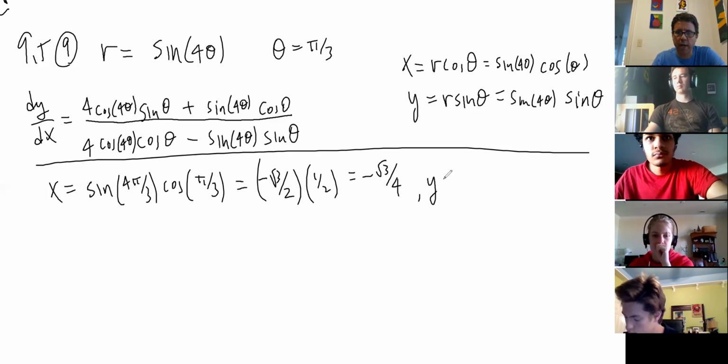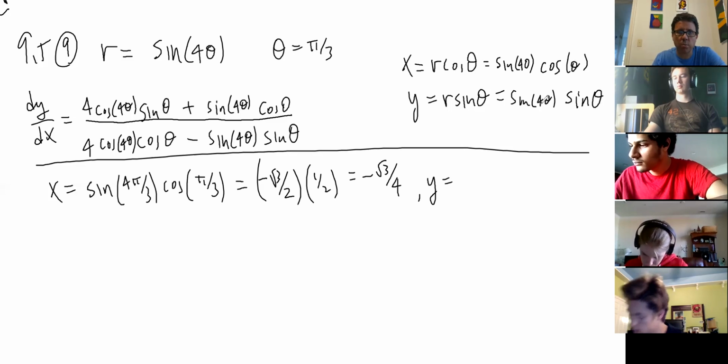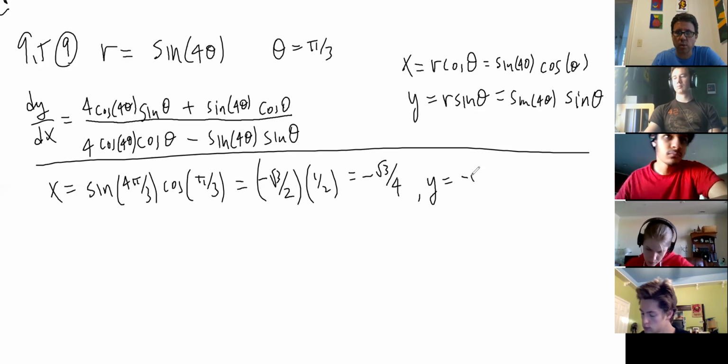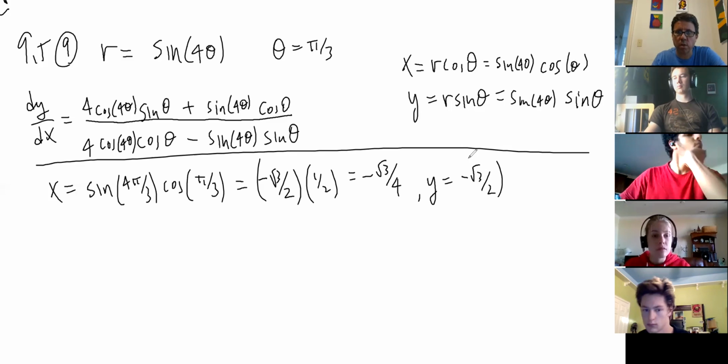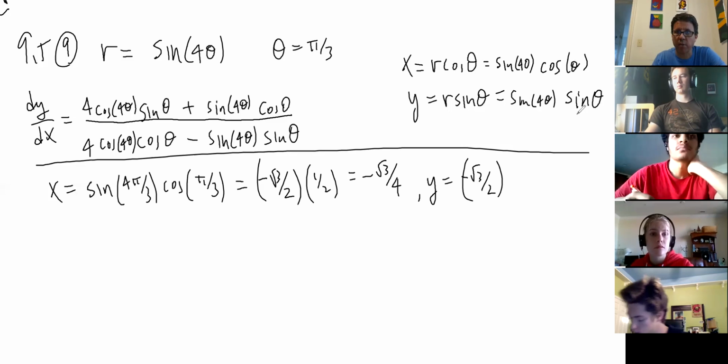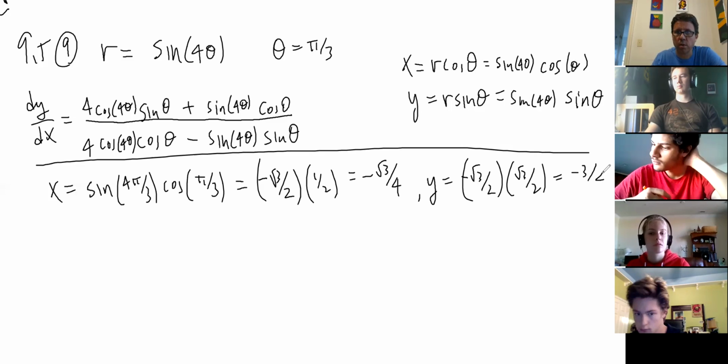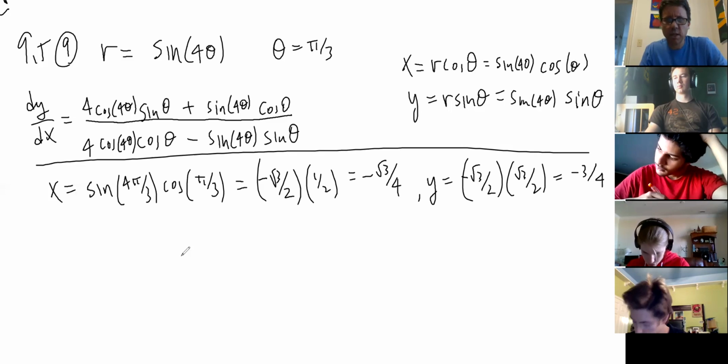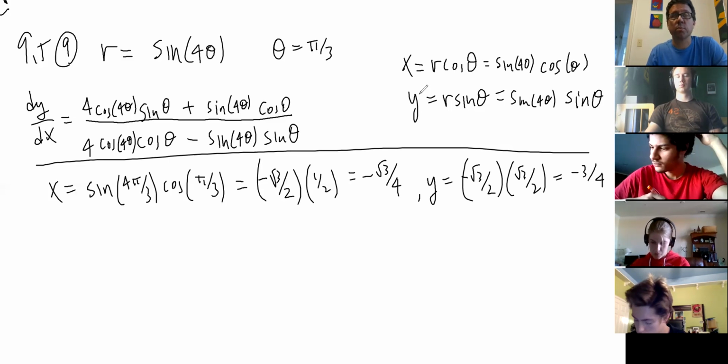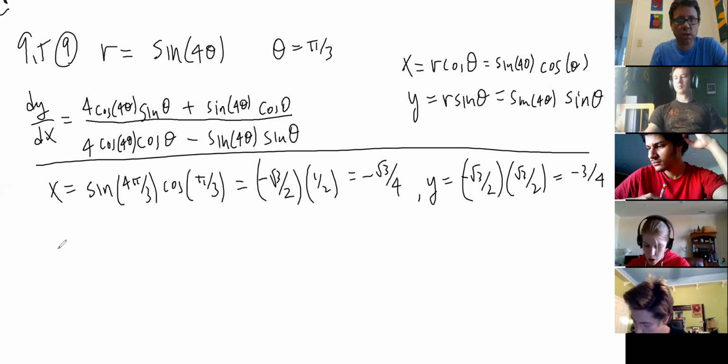And for y, I think I can just stick it in here. Sine of 4 pi over 3, I already got that one. That's minus square root 3 over 2. The sine of pi over 3 is positive square root 3 over 2. So I should get minus 3/4. Again, pop in if I'm making an error somewhere. Yeah, so pi over 3 is 60 degrees. That's when cosine is the smaller one.